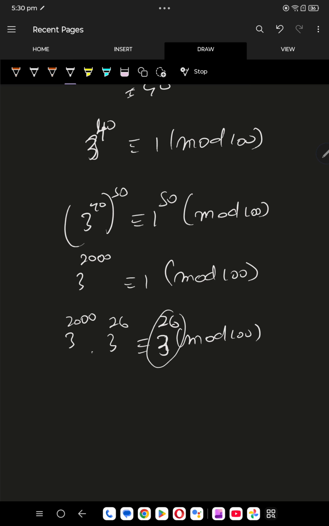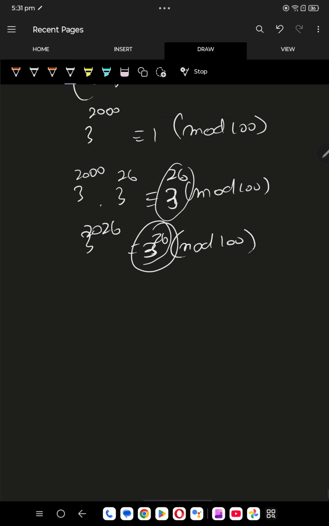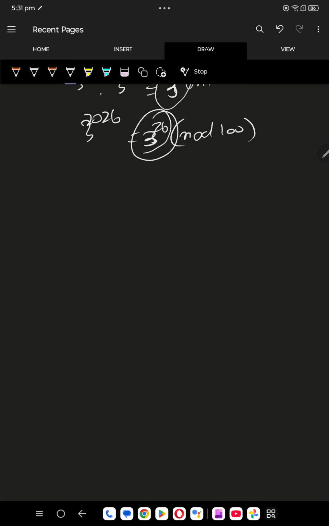So when there is an exponential, when there is a larger number, you have to start like 3 power 8. For this 3 power 26, we have 2026 about 3 power 26 mod 100. Now how to resolve this when there's an exponential case? For example, take 3 power 8, 3 power 7, 3 power 6, anything you take.